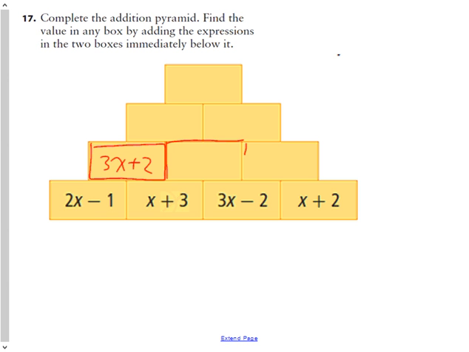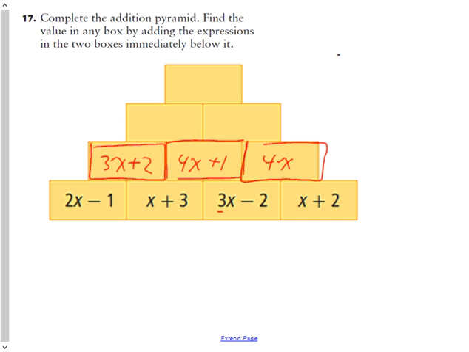This one here will be made up by this binomial and this binomial, or an x plus a 3x is 4x, and a positive 3 and a negative 2 make a positive 1. And finally, this box here will be this binomial plus this binomial, or 4x, because the minus 2 and the positive 2 cancel each other out.